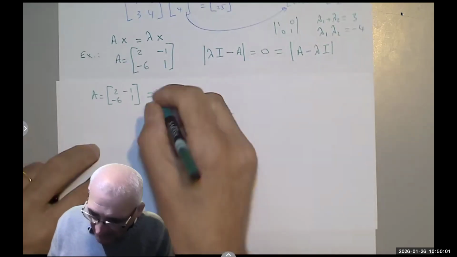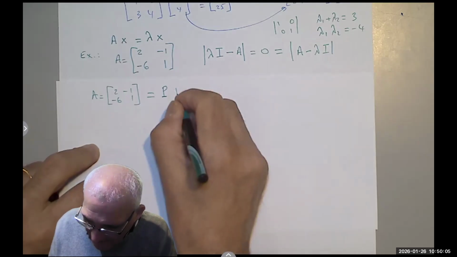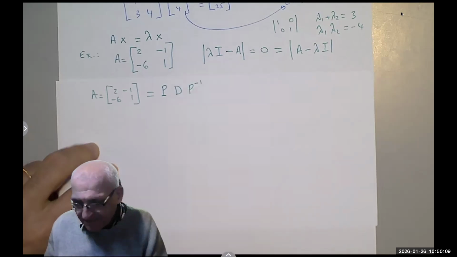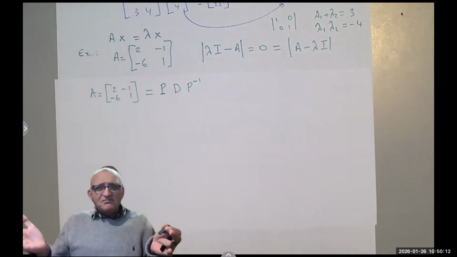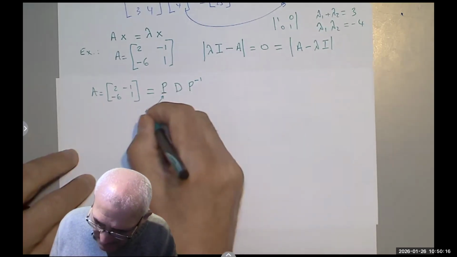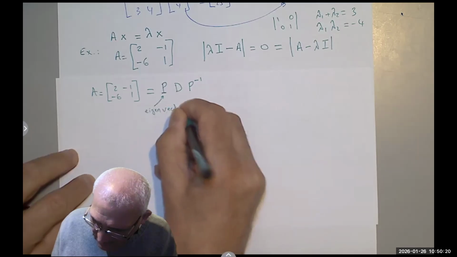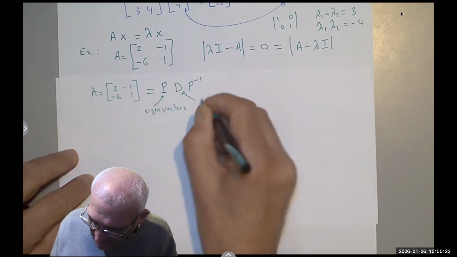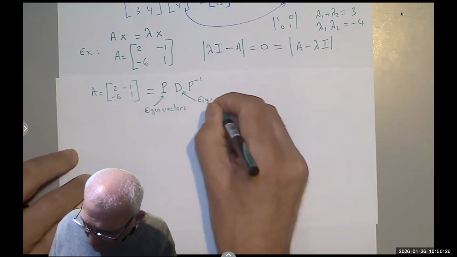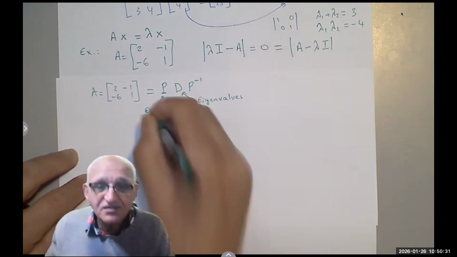But this can be written as a matrix called P times a matrix called D times the inverse of matrix P. So what are P, D, and inverse of P? This is the eigenvectors. And these are the eigenvalues. And that's the inverse of that.